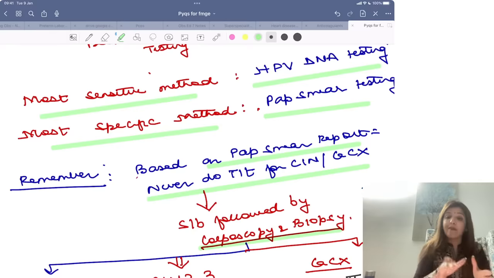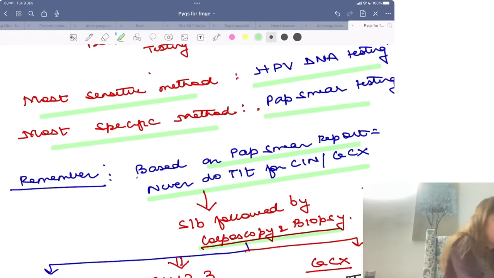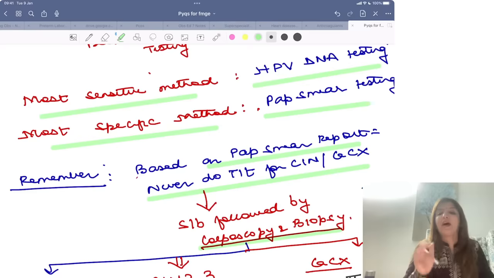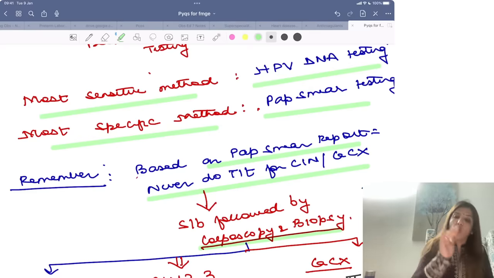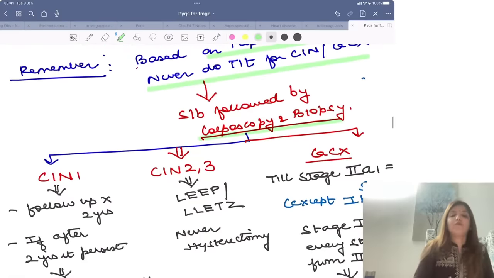Right, coming to this, very very important. So pap smear के basis पे we never do, or based on pap smear we are never going to do management. Pap smear should always be followed by colposcopy and biopsy, right? Now, suppose colposcopy report comes as CIN1.